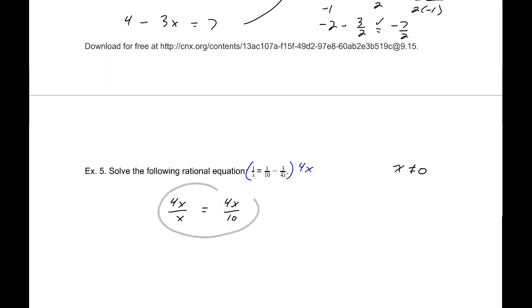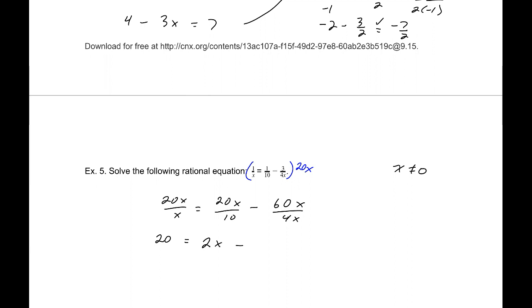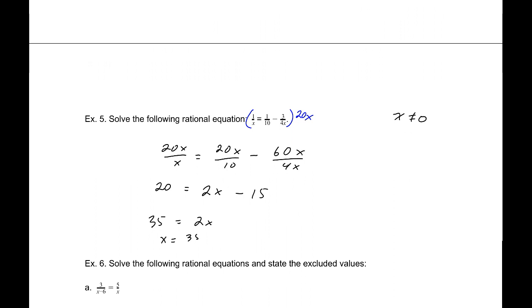Let's actually use something bigger than 4 so that we can eliminate all the fractions. We need a multiple of x, a multiple of 4, and a multiple of 10. So actually, I believe 20 will do it. Let's use 20. All right, that'd be 20x over x equals 20x over 10 minus 60x over 4x. So that will simplify to 20 equals 2x minus 15. So adding 15 to both sides, we get 35 equals 2x, which means x equals 35 over 2.